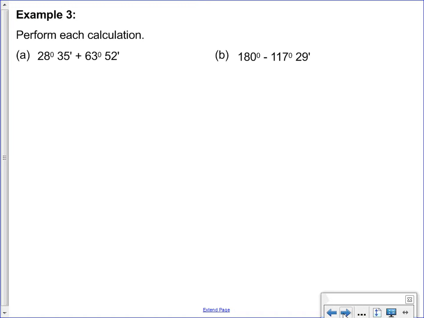When it comes to adding or subtracting, if you have degrees and minutes in one problem, you just line up the degrees and minutes of the other problem, and then you just add. So, for example, you need to rewrite this in column form, like this. Line up the degrees. So 63 degrees and 52 minutes go right here. Line it up. That's it.